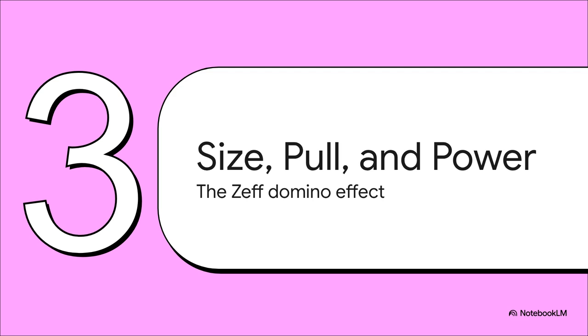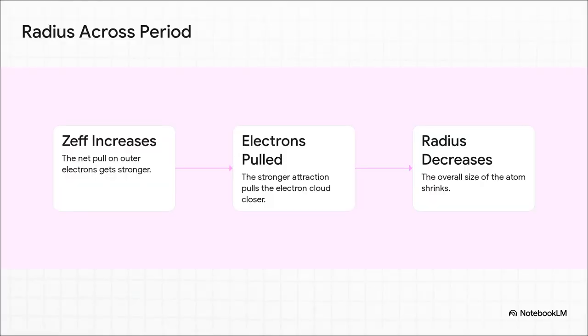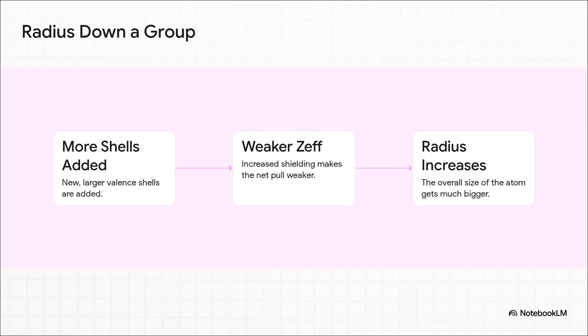Now that we get the pull, let's see what it actually does to an atom. We're going to look at how Zeph directly controls two big things, an atom's physical size and the energy involved in playing with its electrons. First up, size. This one's kind of weird, so stick with me. As we go across a period, left to right, we just said that Zeph, that pull, gets stronger and stronger. So the nucleus is yanking on those outer electrons harder. And the result? The atom actually gets smaller. Isn't that wild? You're adding more stuff to it, but it shrinks because that central pull is just so much tighter.